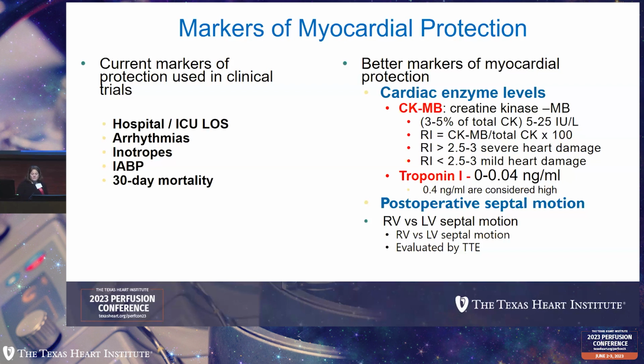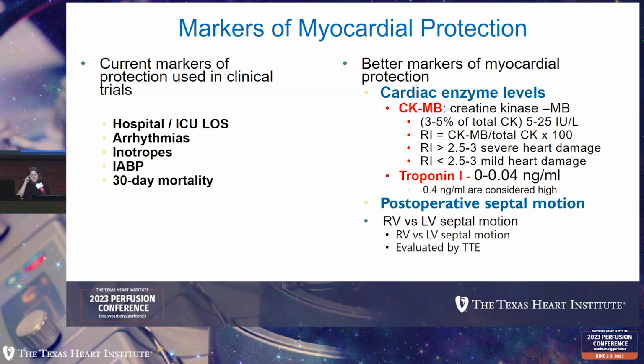Better markers that we should consider following are cardiac enzyme levels. The CKMB, creatine kinase levels, are a good indicator. It's been shown with a risk index: if your risk index is greater than 2.5 to 3, you're developing severe heart damage, versus a lower amount below 2.5 to 3, which is an indicator of mild heart damage. And even small changes are very relevant.